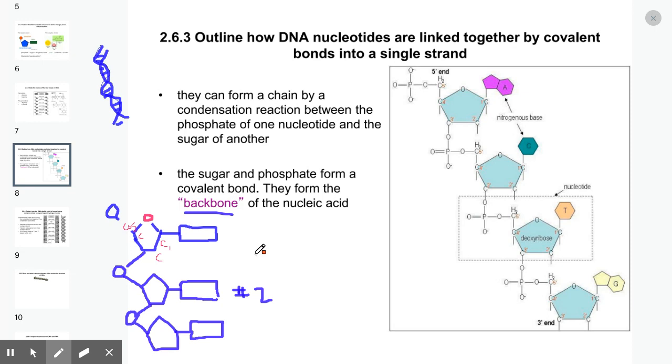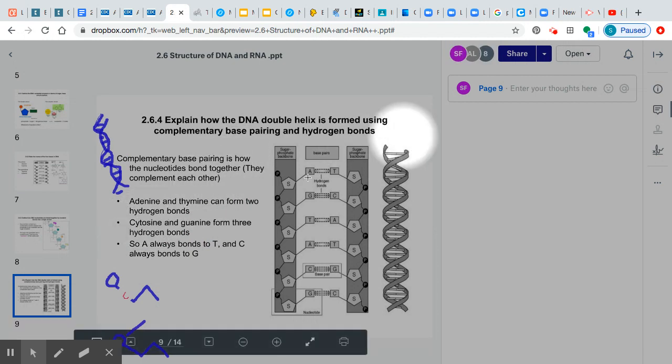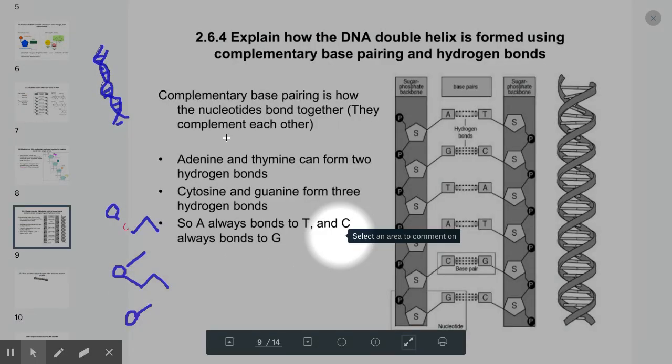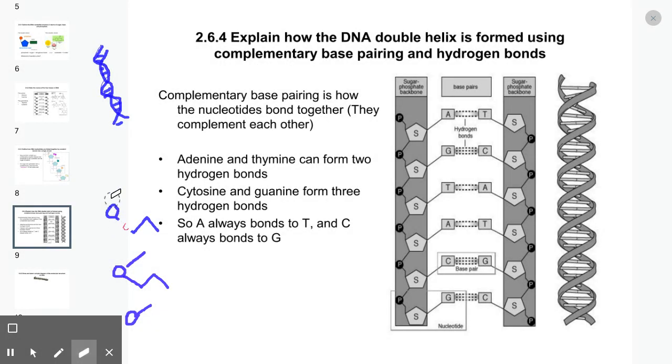Let's talk about multiple strands now. That is the next slide. On 2.64, explain how the DNA double helix is formed. When we say double helix, we're talking about two strands creating this twisting staircase or twisting ladder made of complementary base pairs. So I'm going to erase this mess here. A couple of things first.